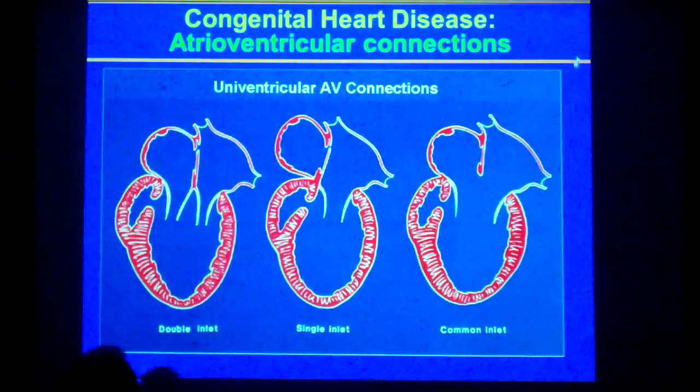Then there's the condition we call univentricular heart. In the old days, we used that term for this ventricle morphology here. Here you have two AV valves. This is tricuspid, this is mitral. Both of them are committed to this big ventricle, and this is called double inlet single ventricle. Both inflow tracts are committed to the same ventricle.